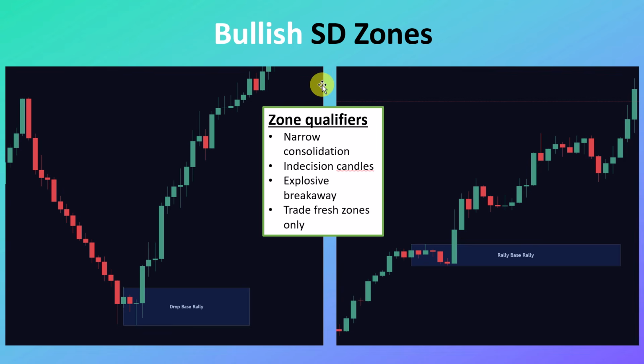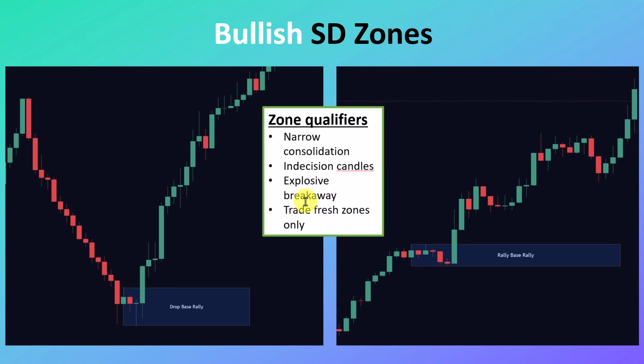So when it comes to supply and demand trading, one of the most important things is how do we find good zones? And there are a few zone qualifiers. The most important ones are narrow consolidation. You want to make sure that the consolidation you're looking at doesn't have a lot of volatility, typically has very small candles, no large wicks, no large bodies. That's the first part.